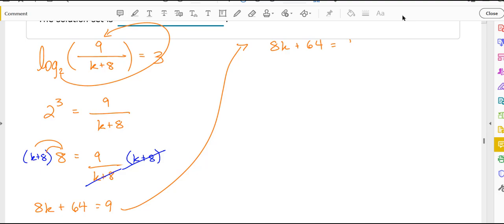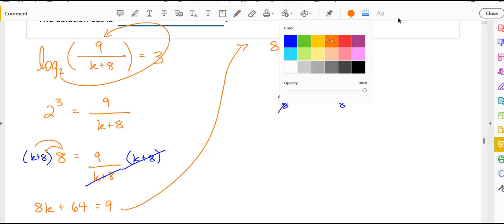Okay, what's next? I want to get the k by itself. First thing I need to get rid of is that 64. So instead of adding 64, I'm going to subtract 64. But I have to do it from both sides. 8k equals 9 minus 64 is negative 55. To get the k by itself, divide both sides by 8, and I'm finished. K will equal negative 55 over 8.